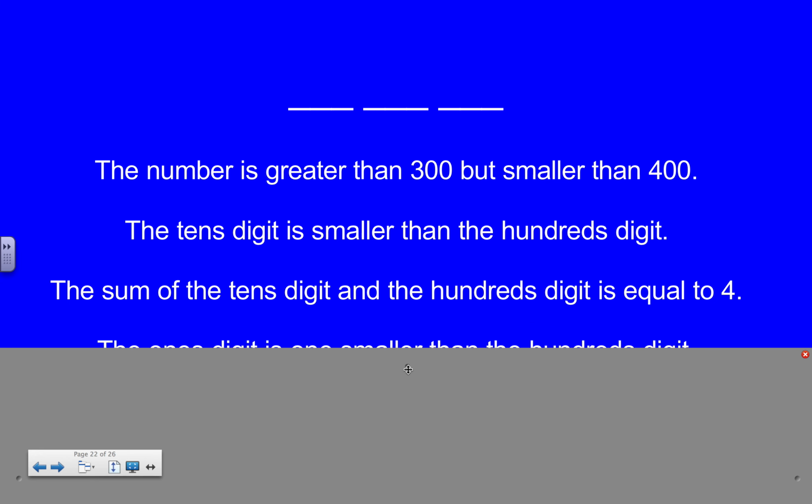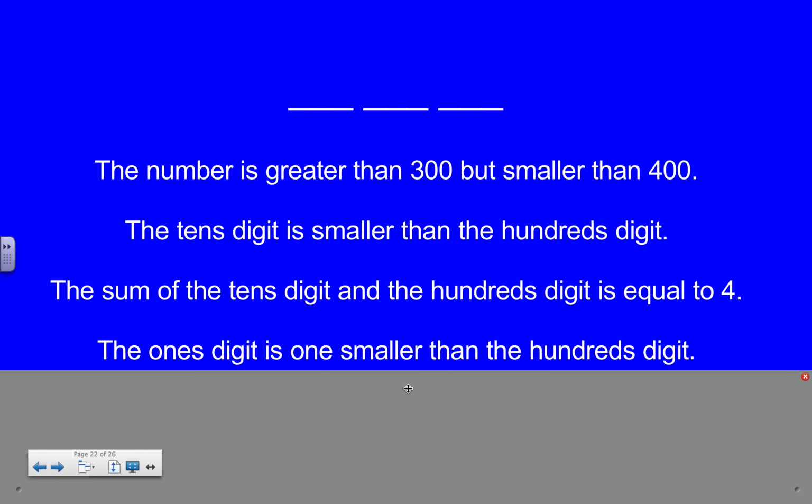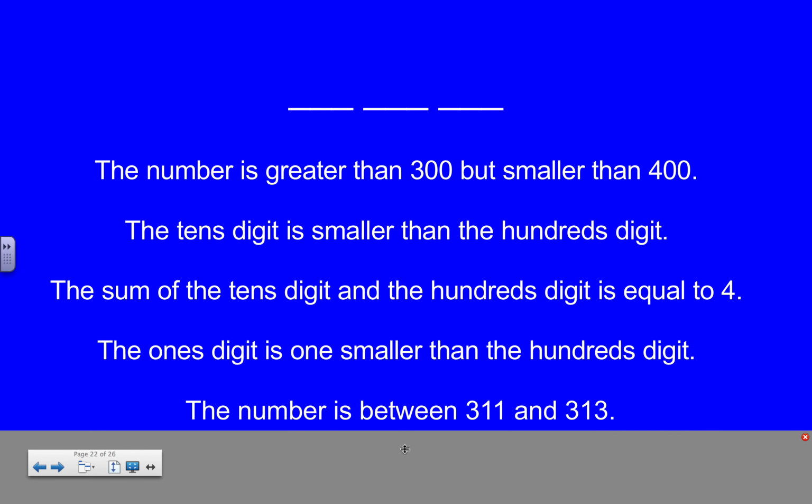So then they guess again. And then I say the ones is 1 smaller than the hundreds. So this should give it away. If the hundreds is 3 and the ones is 1 smaller than that, then the ones should be a 2, which ends us up at 312. But every once in a while I get some kids that don't know, so then I give them one last clue, and I say it's between 311 and 313, and that pretty much hopefully gives it away, 312.